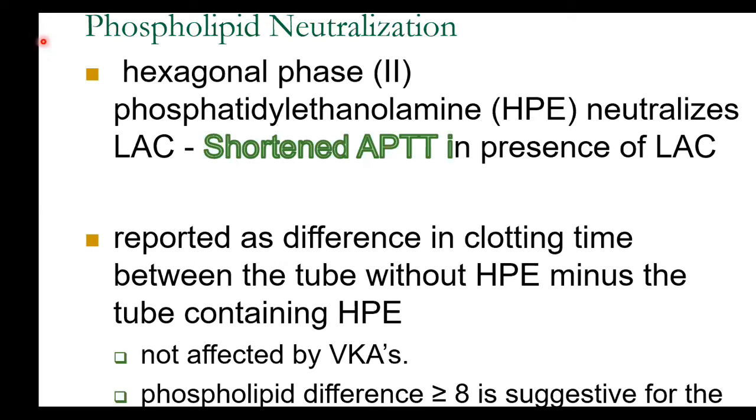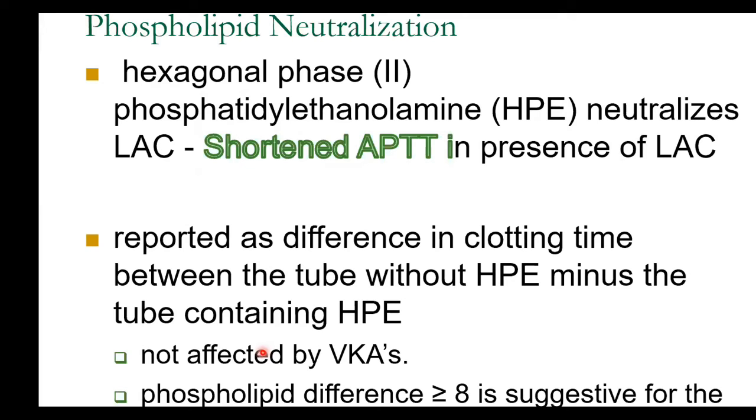Then StaClot is a very good test, which is done on Stago automated coagulometers. The principle is that they add HPE, which is hexagonal phase phosphatidylethanolamine, which neutralizes LAC. So when you add HPE, in the presence of LAC, the APTT will shorten.